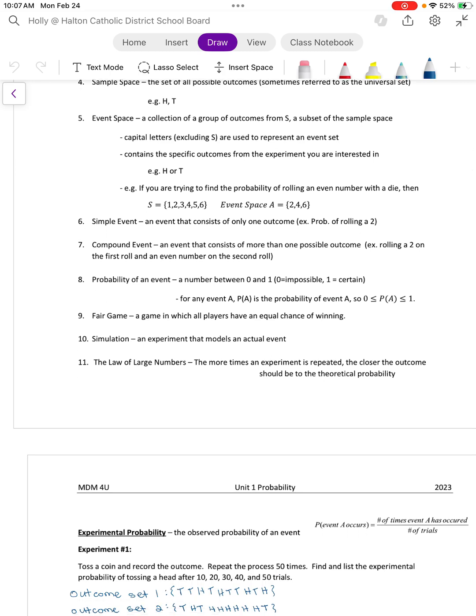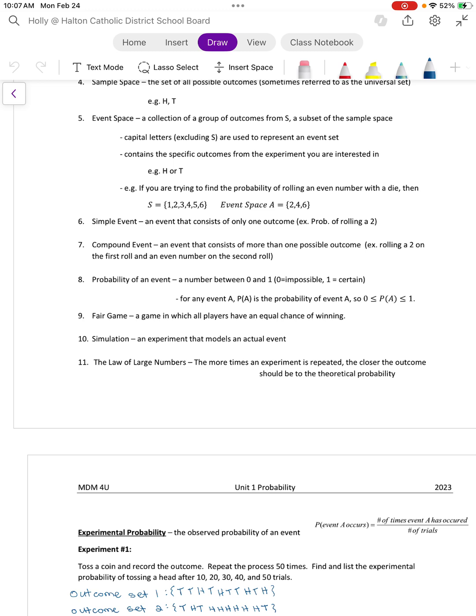The probability of an event is a number between 0 and 1. So 0 is impossible, 1 is certain. It's for sure going to happen. For any event A, the probability of A is the probability of event A. So the probability of event A is greater than or equal to 0, but less than or equal to 1.